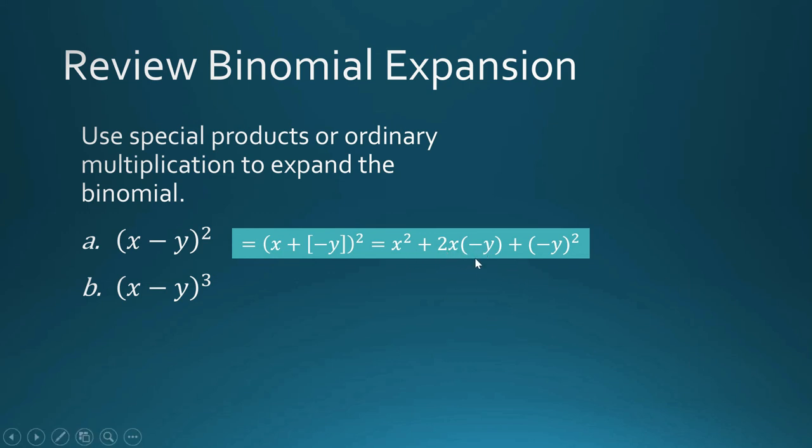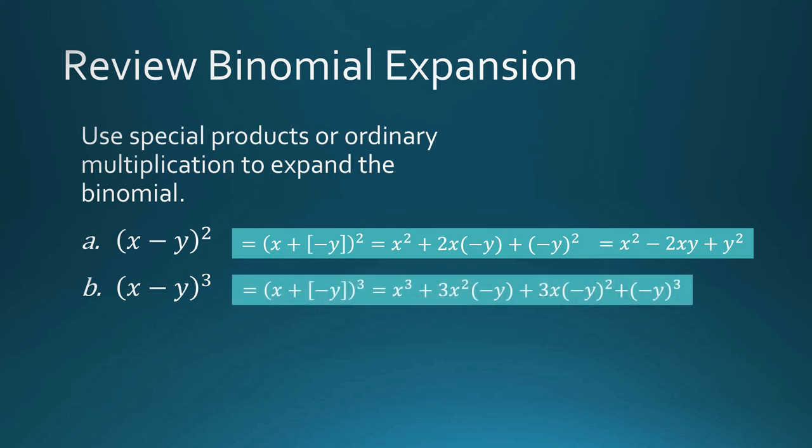This is going to be 2x times negative, so that's going to be negative. And a negative raised to 2 is always going to be positive. So that's it. That is your special product for the square of x minus y. It's the same for the cube of x minus y. You can write x minus y as x plus the negative of y, and then apply your special product to x plus y.